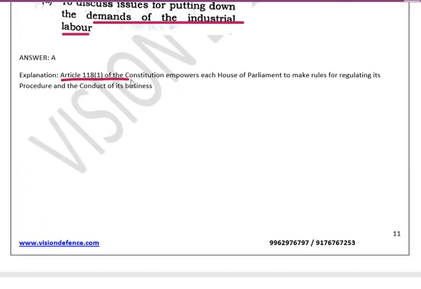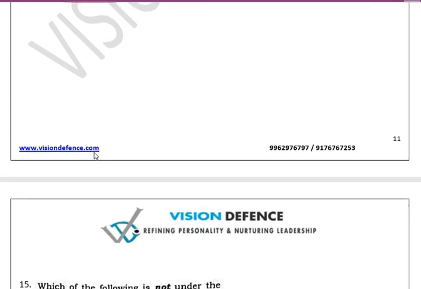So Article 118 of the Constitution empowers each House of Parliament to make rules for its procedure and conduct of its business. It's given in Article 118.